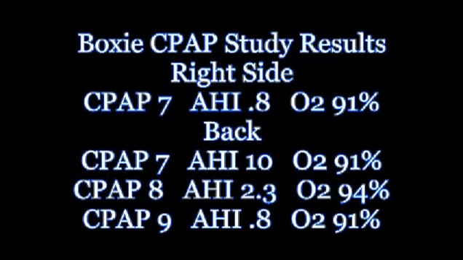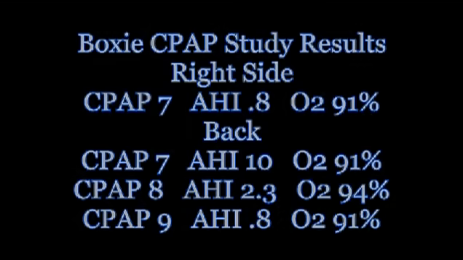During that time, he flips back over to his back, and let's say at a CPAP of 7 on his back, that number goes back to an AHI of 10 and an oxygen level of 91%. They bump his CPAP pressure to 8 and his AHI goes to 2.3 and the O2 level goes back to 94. And then they bump his pressure again to a pressure of 9 and he gets an AHI of 0.8 and an oxygen level of 91.